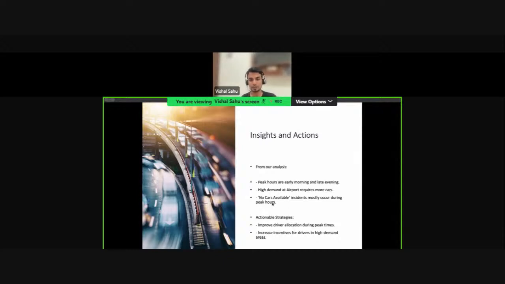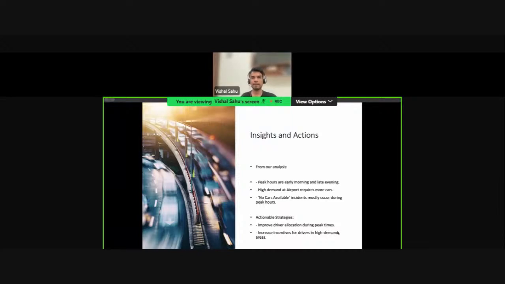There were no cars available, with incidents happening mostly during the peak hours, so we need to increase more cars in such areas where we have fewer riders available. And then you put some actionable strategies. Maybe you share your ideas with the leadership. Sometimes they tell you what we need to do, and sometimes you also tend to put some actionable strategies in the mail, like, we need to improve allocation during peak times.